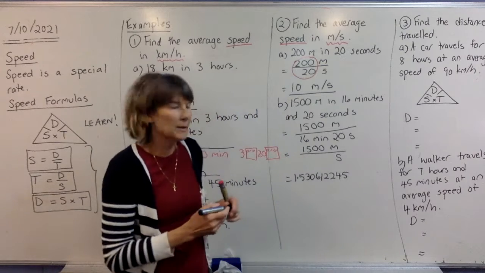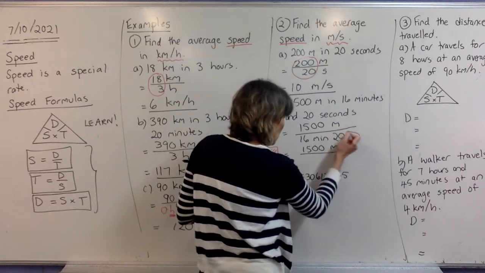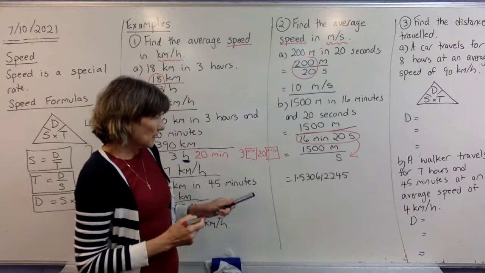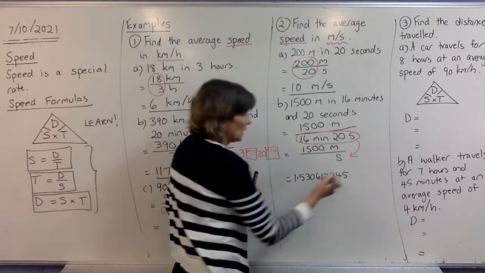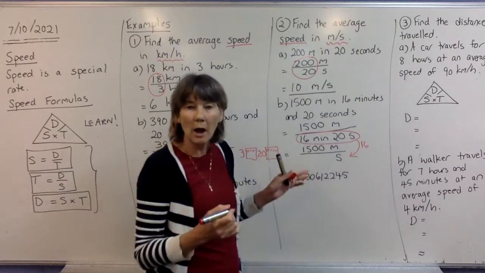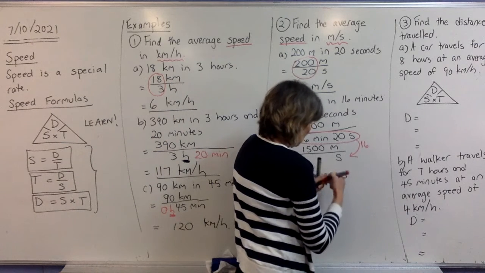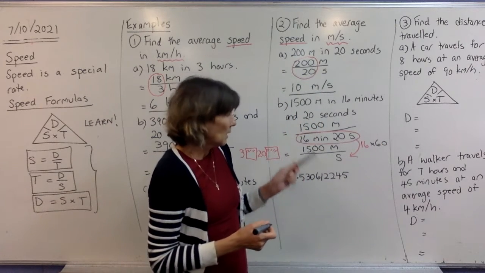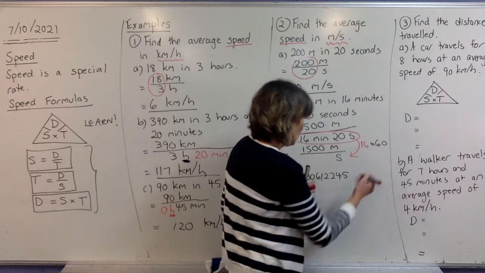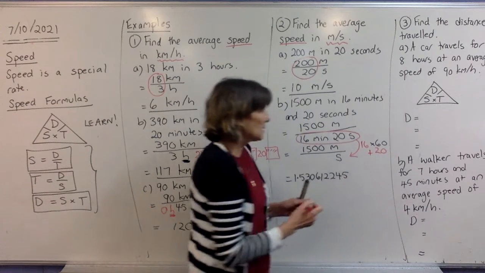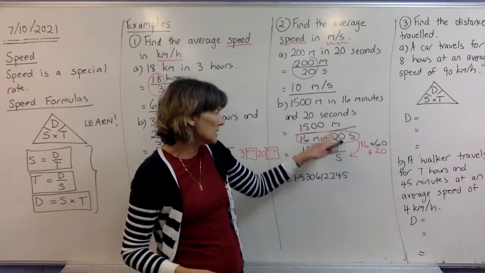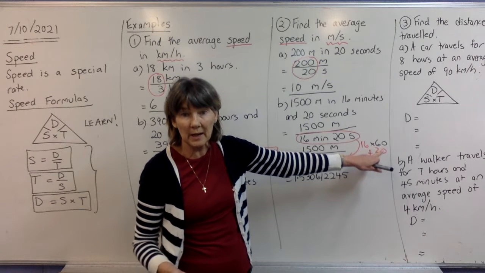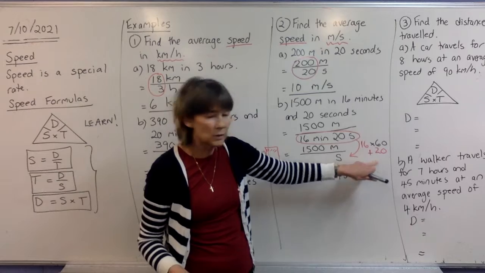So we only want seconds on the bottom. So we have to work out how we're going to change that into seconds. Now think about it. You've got 16 minutes, right? So if you've got 16 minutes, you need to times by 60 to get to seconds because there's 60 seconds in a minute. Then you're going to add on your 20. So you've got to add the 20 seconds. So you've got to find out how many seconds are in 16 minutes first. So times the 16 minutes by 60 to get how many seconds are in 16 minutes. Then you're going to add the 20 seconds on.